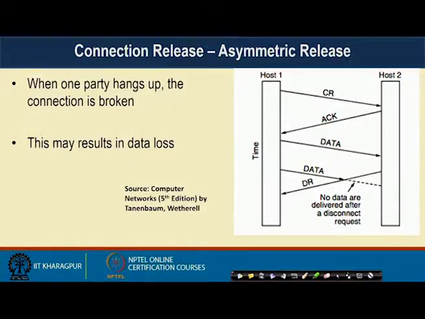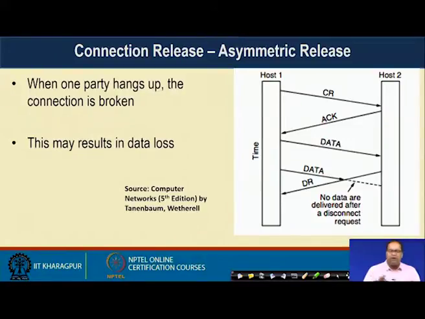Now, let us look into the connection release. Connection release is a little bit easier compared to connection establishment, because we do not have the problem of sequence numbers here, but here we have a different problem. So, there can be two types of connection release. One we call the asymmetric release. The asymmetric release says that when one party hangs up, the connection is broken.